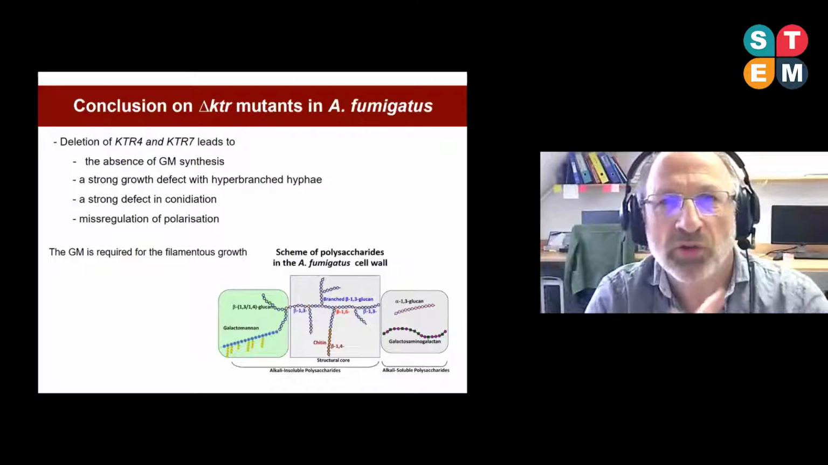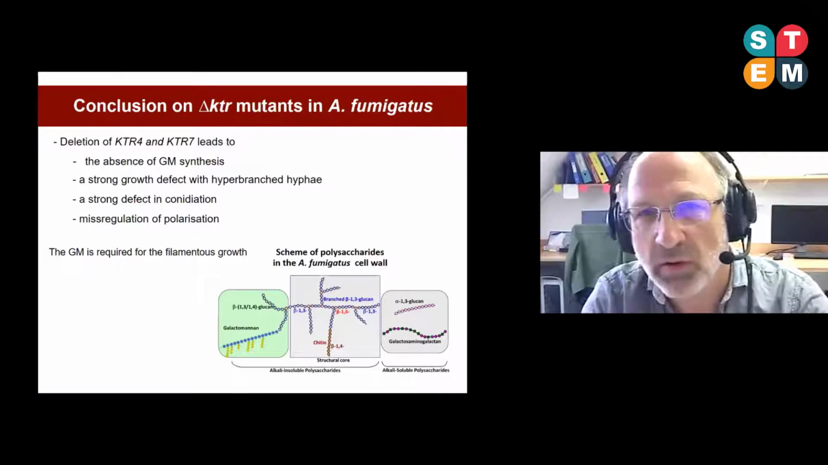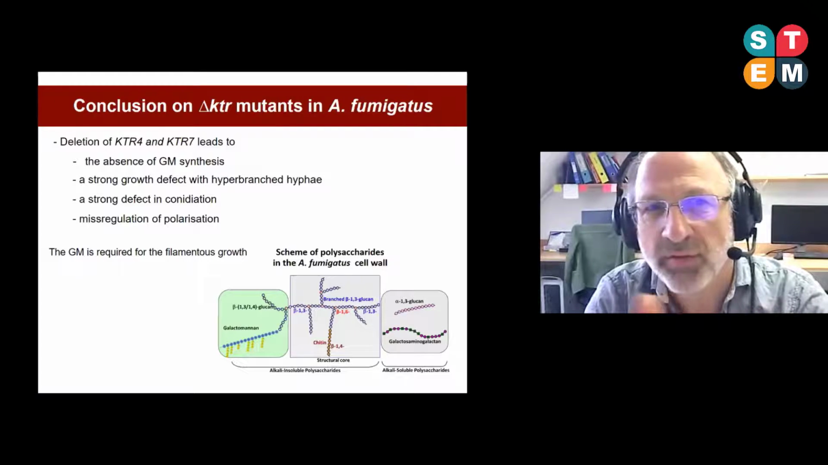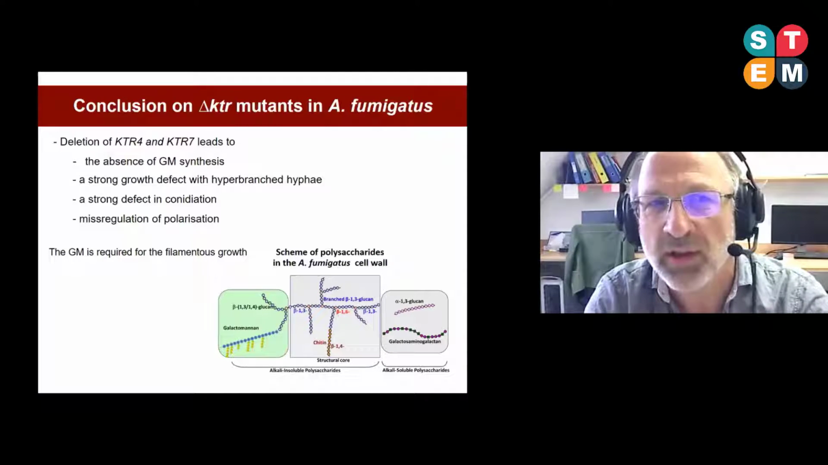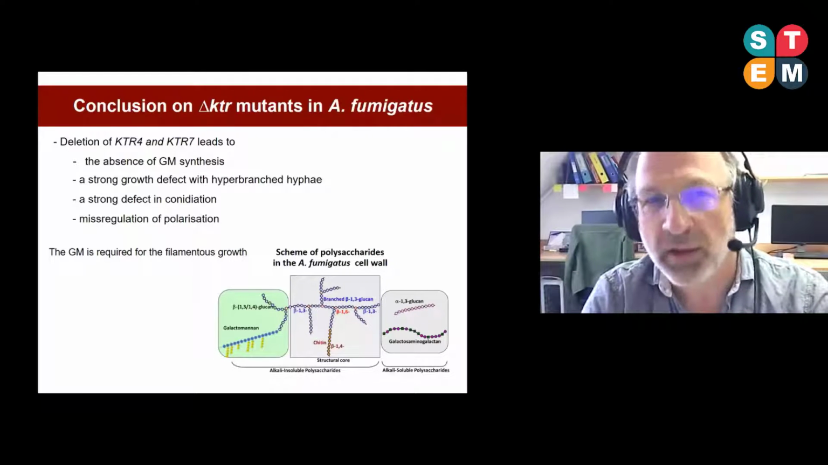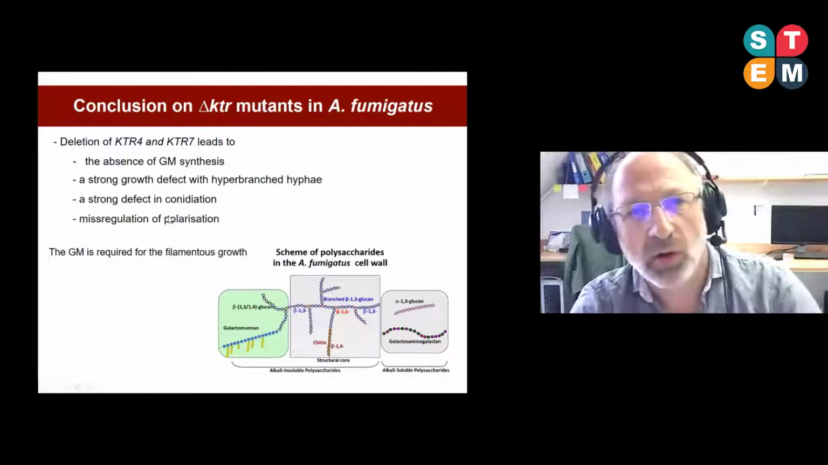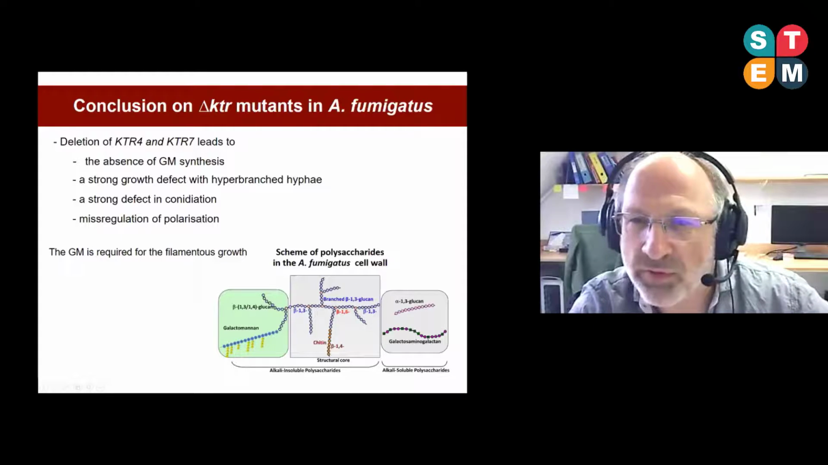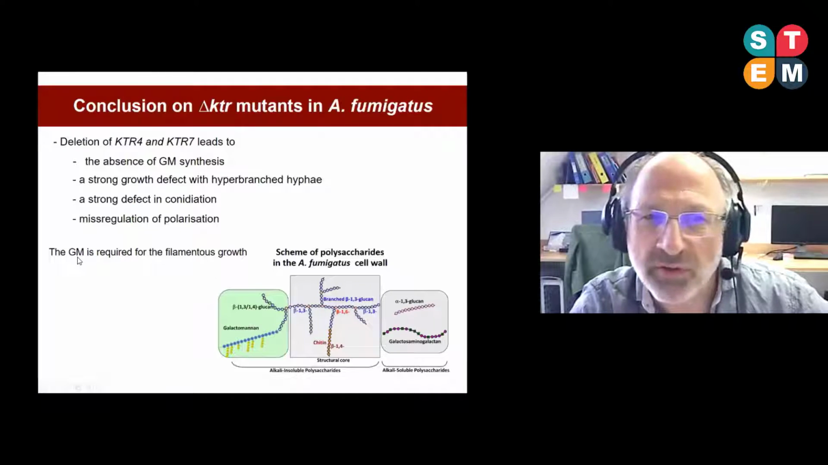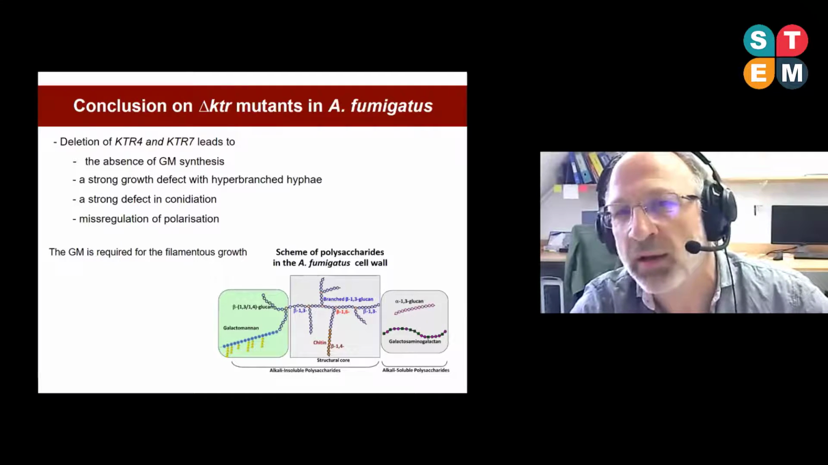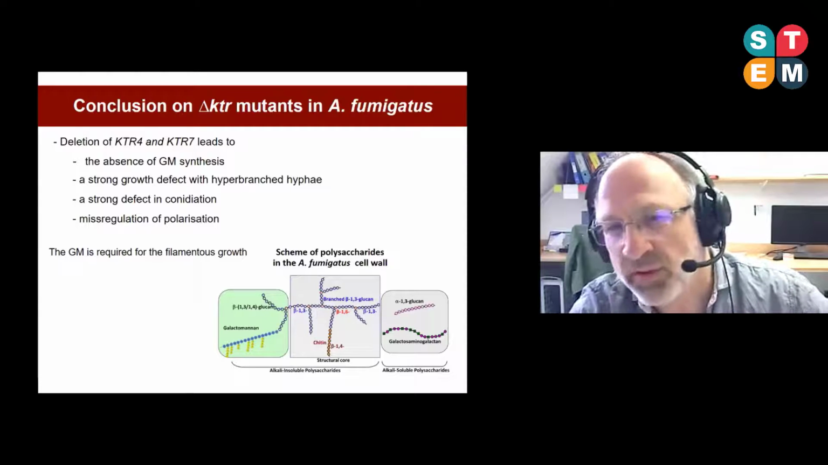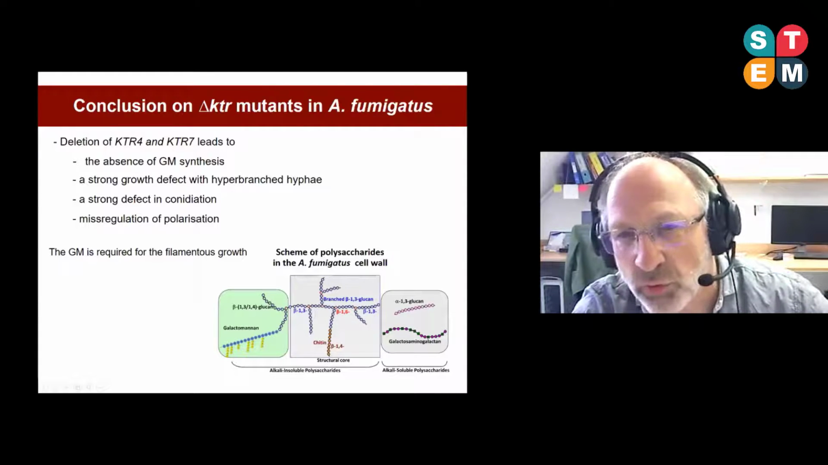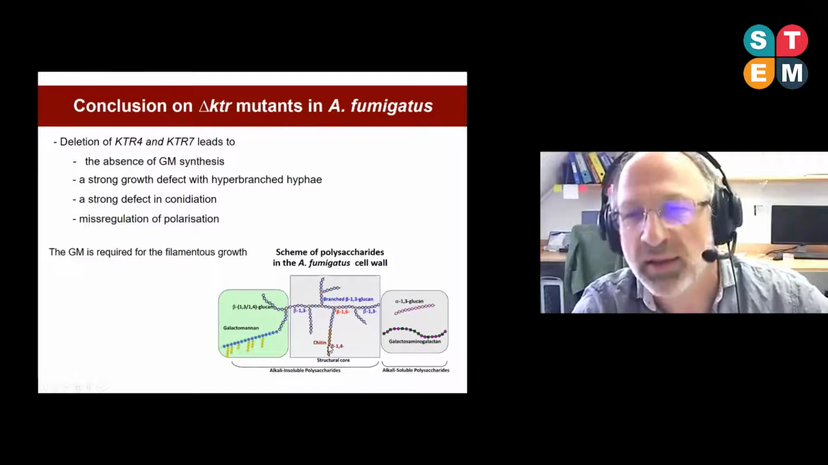And just to conclude on this first part of my talk: Aktr4 and Aktr7 are essential for the synthesis of the Galactomannan in Aspergillus fumigatus, and both genes are required for the normal apical growth and polarization of the germination. If we compare to other polymers of the cell wall, Galactomannan is the third polysaccharide which is required for the apical growth in Aspergillus fumigatus.